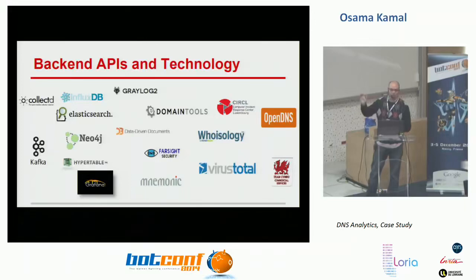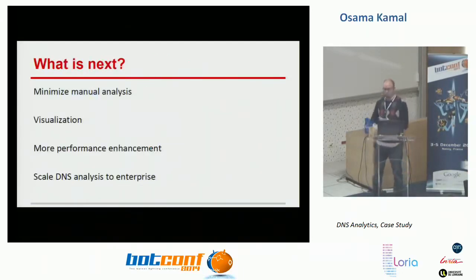We did not yet play much with the graph database, but this is in our next efforts. And we have Graylog 2 as a syslog server, D3 for graphing things. We have APIs to a number of passive DNSs and commercial services as well to help us in our setup. So what's next in our setup? We are working to minimize the manual analysis, and still this is a work in progress.